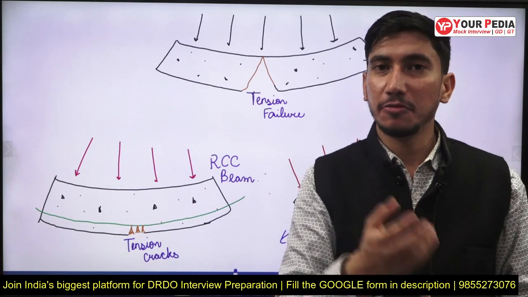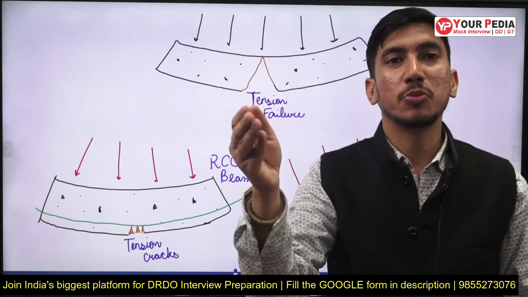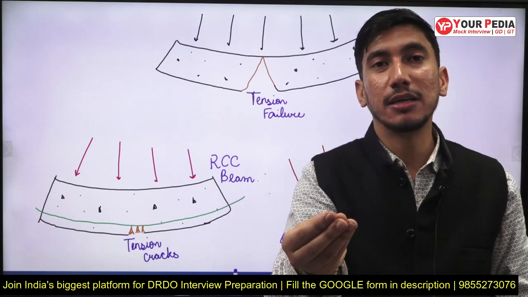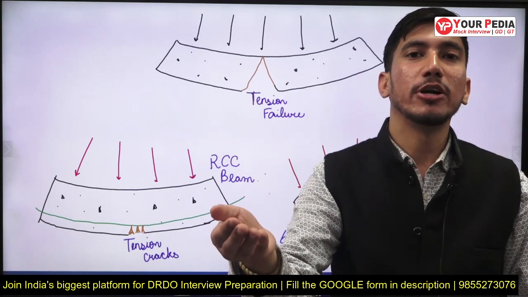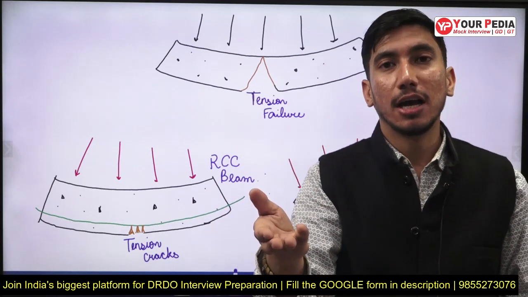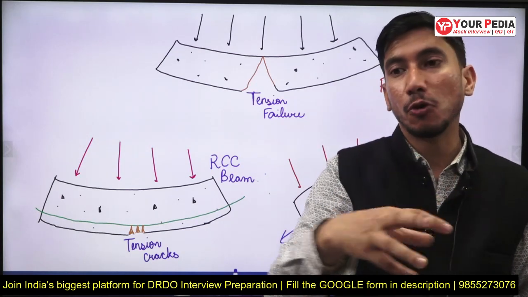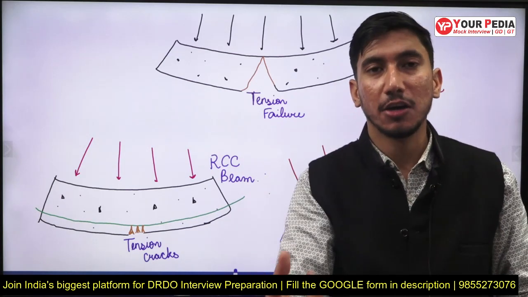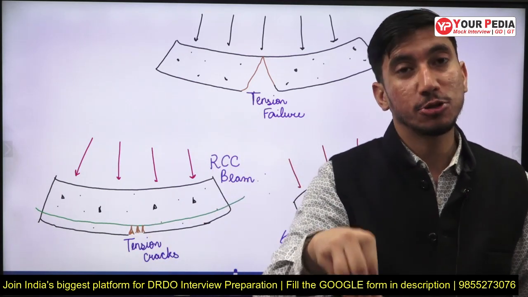If you have read IS 456, you must have gone through a clause where the minimum tensile reinforcement is prescribed, where Ast minimum is 0.85 upon fy into bd. So whenever we work out this formula for road pavements, the minimum area of steel will come out to be larger than the area of steel that is actually provided.